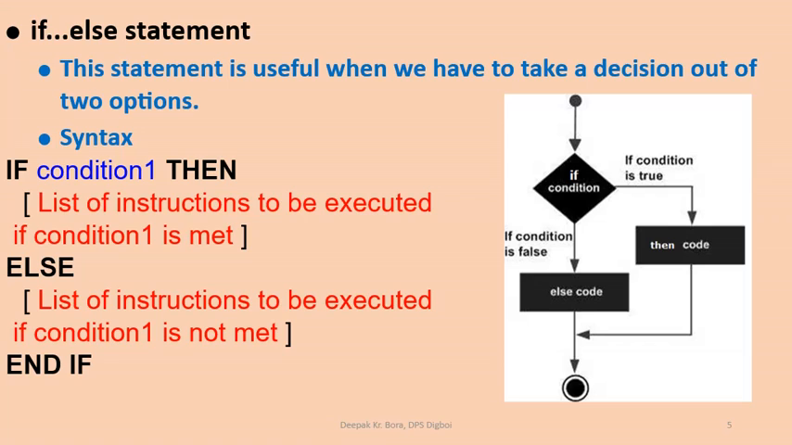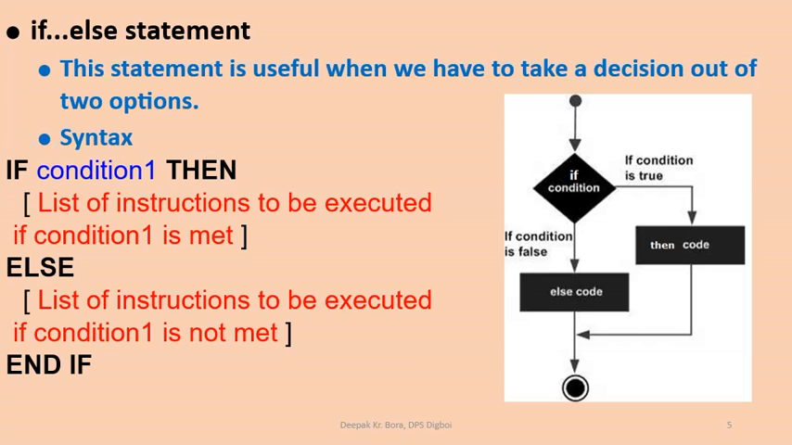So the syntax is like this: if condition 1, then a list of instructions to be executed if condition 1 is met. Condition 1 is met means the condition 1 is true. If this condition 1 is false, then the else part will be executed, that is, the list of instructions to be executed if condition 1 is not met. Not met means false. So let us see the flowchart.